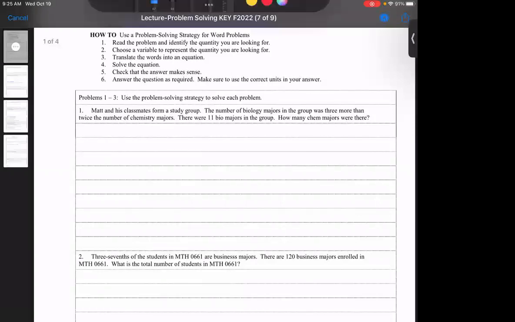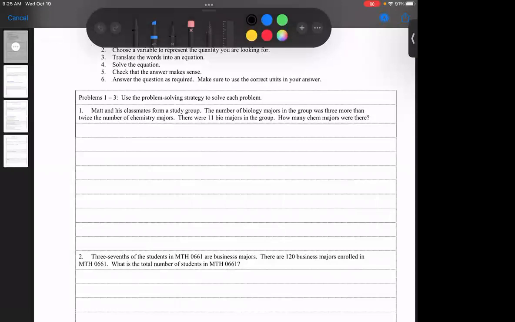If you wonder which one should I let X be, bio majors or chemistry majors, look at the question. Whatever they ask you, that'll be your variable. So let X be the number of chemistry majors.